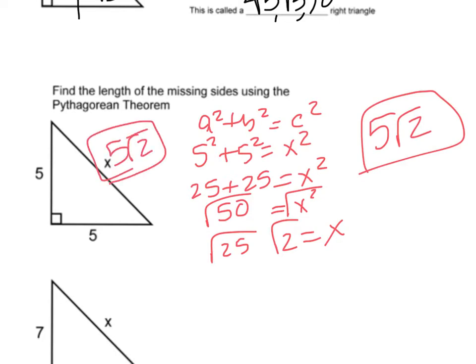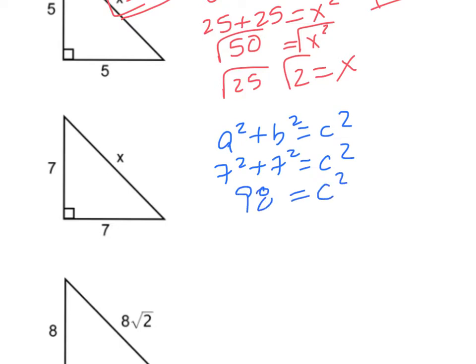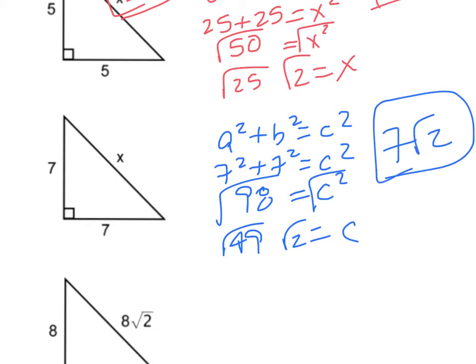Okay, let's take a look at the next one. So go ahead and use the Pythagorean theorem on this one. I'm going to wait a second while you do that. A squared plus b squared equals c squared. 7 squared plus 7 squared equals c squared. C squared equals 98. Square root both sides. You wind up with 49 and 2, and it's 7 root 2.